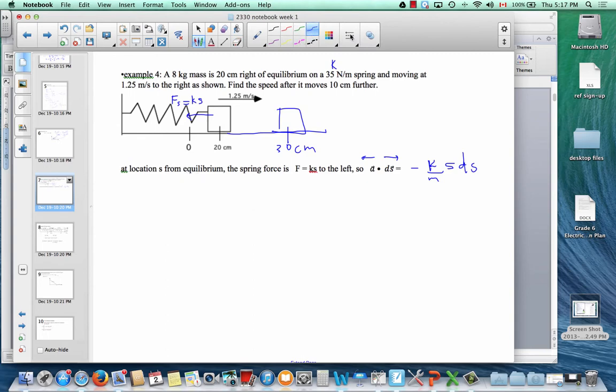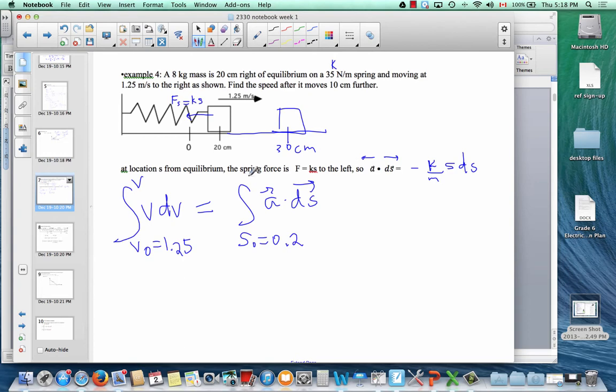Okay, so one more time. So V dv is going to equal A ds. Now this is a velocity integral, so we're going to be integrating from an initial velocity. We see that's 1.25. Final velocity is what we're looking for. And on this side, this is a position integral. Our initial position we can see is 0.2. And we're going to be integrating up to some final position, which we know is 0.3.